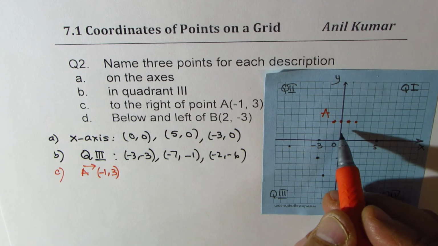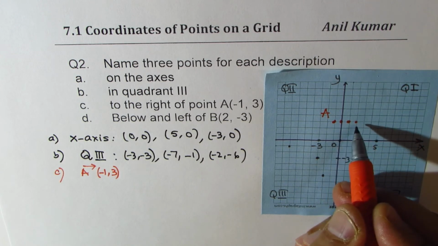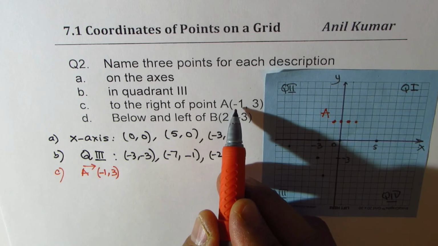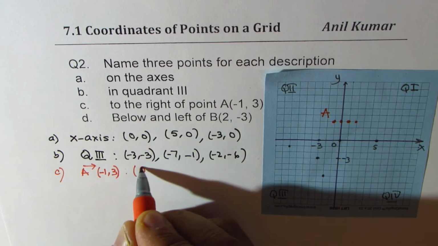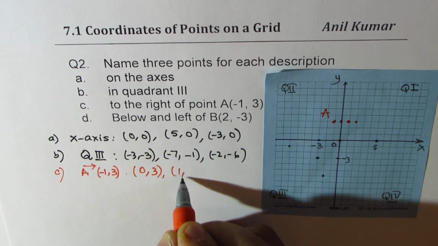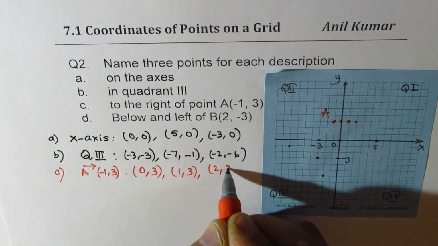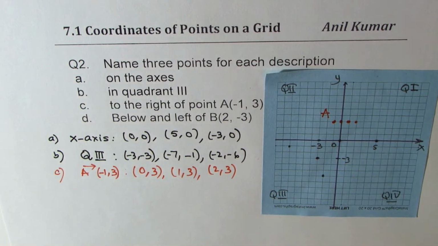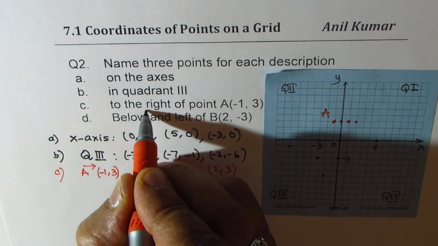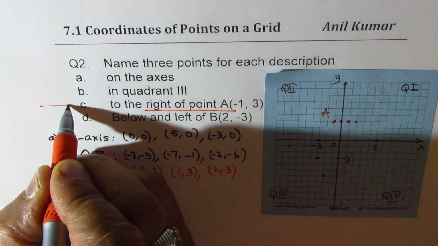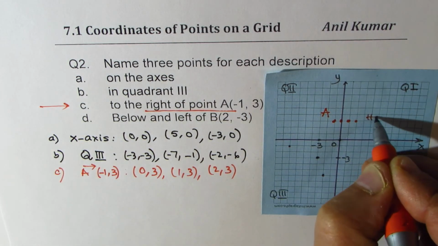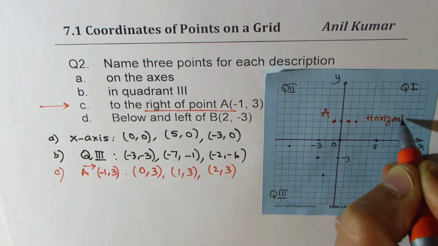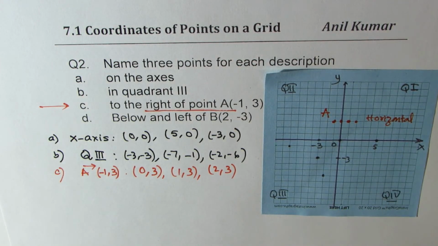So you can see that y value has to remain 3, correct? But the x value should be greater than minus 1. So we get here a point 0, 3, 1, 3, 2, 3, and so on. We can actually get many values. But when we say right of point, we mean horizontal, right? We mean move horizontally. Do you see that part? Very important. So you have to move horizontally to get the points on the right of any point. Correct?